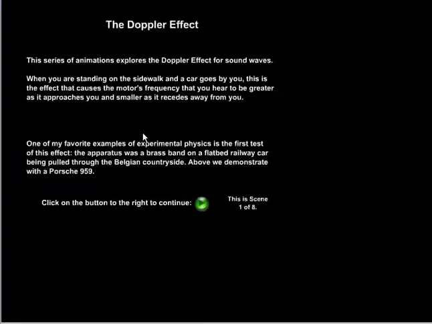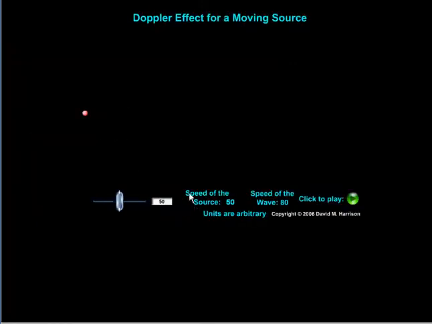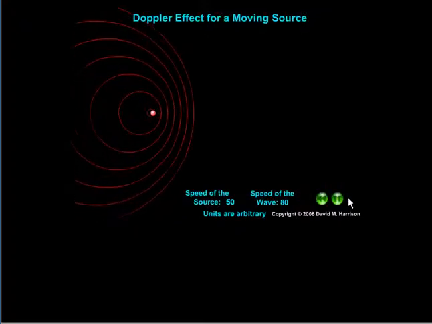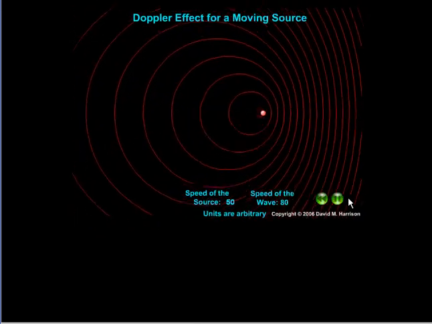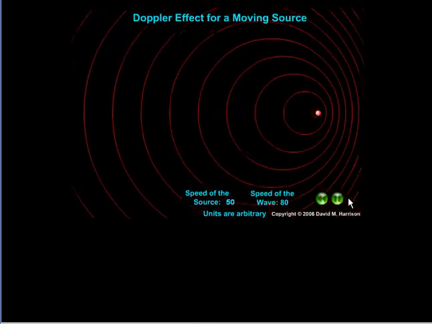That's the Doppler effect. The Doppler effect is essentially a shift in frequency due to the relative motion of the source of the sound and the observer. The Doppler effect doesn't just work for sound waves, but it also works for radio waves, or all waves, water waves, any electromagnetic wave, whether it's microwaves or radar or visible light.